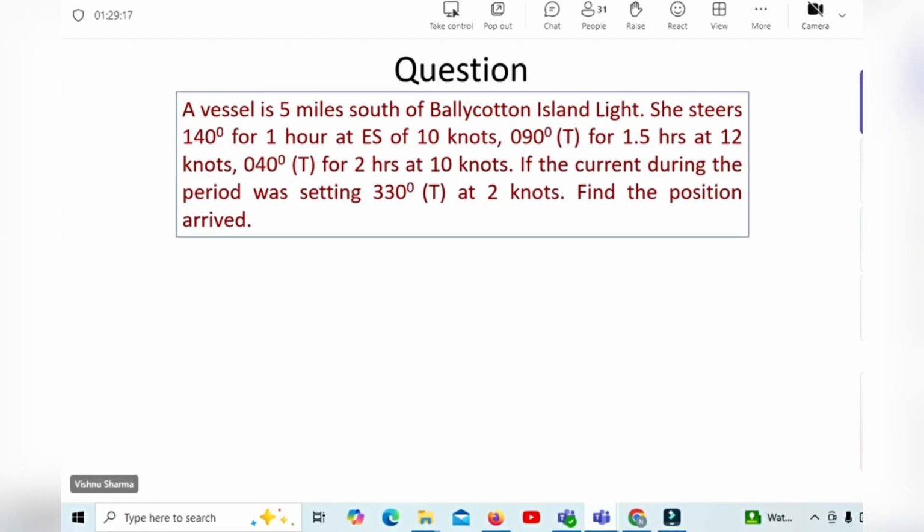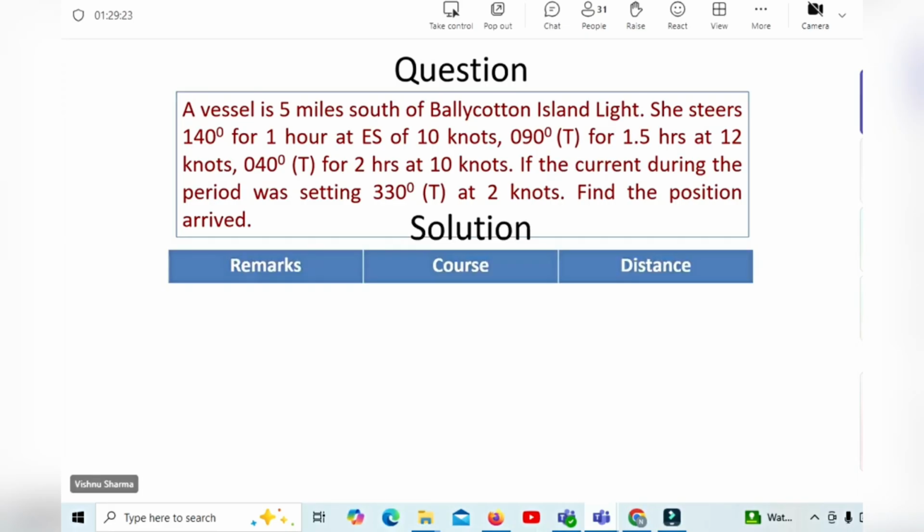If I want to put it in a tabular form, guys, what is given to me? Initial position. Is it known to me in the question? Please tell me. Read the question and tell me, do I know the position? Can I plot the initial position? Yes or no? Yes, sir. So the initial position is known.